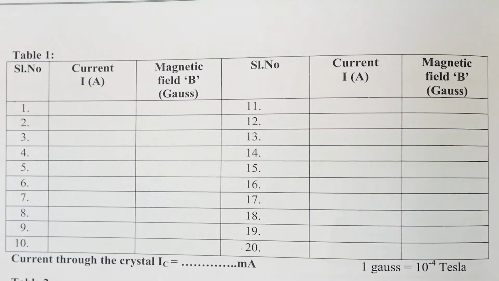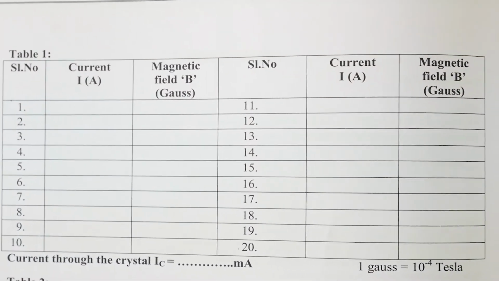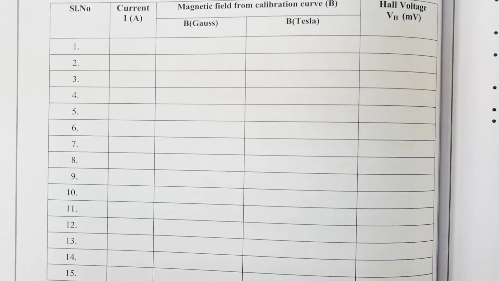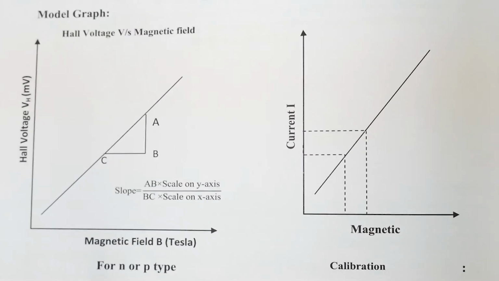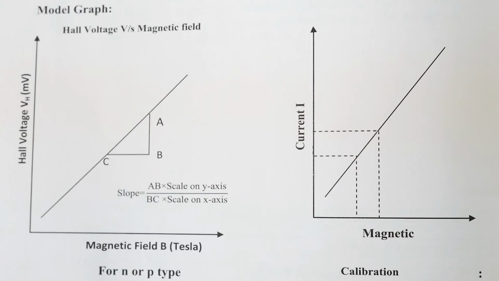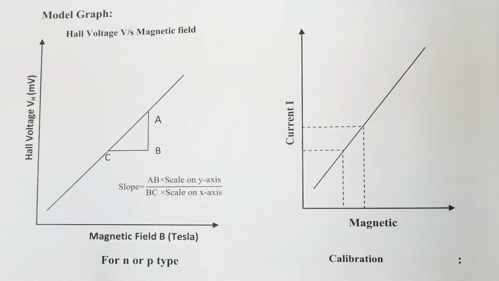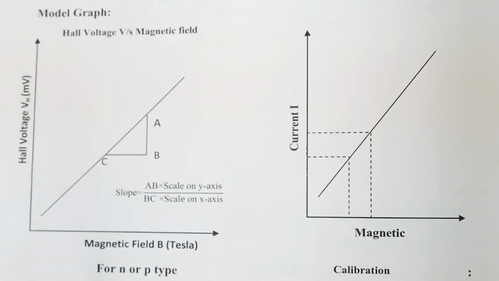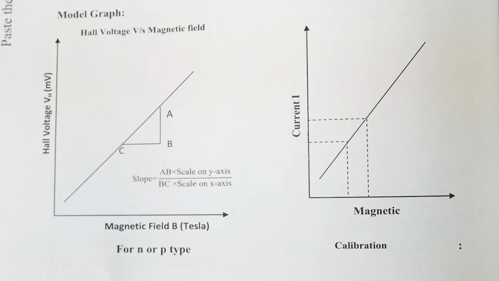Part A of the experiment has to be tabulated in table 1, and part B of the experiment has to be tabulated in table 2. However, in table 2, the magnetic field values have to be extracted graphically from table 1. And from table 2, the slope of the VH versus B graph will be used for the final calculations.